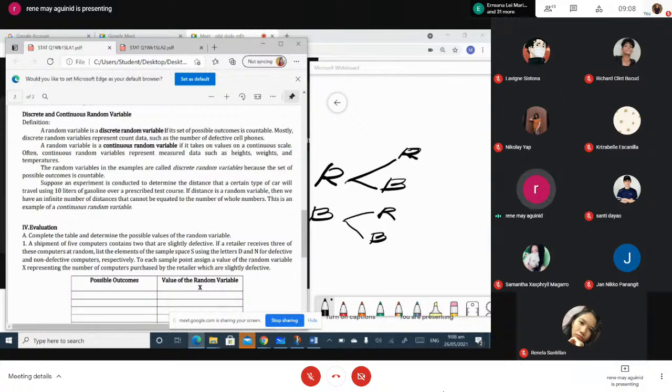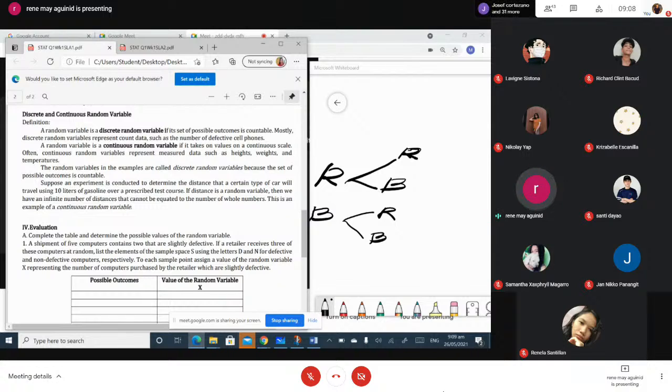For a continuous, pwede na siya mo-take og whole number, pwede siya mo-take og decimal, pwede siya mo-take og fraction. So again, ang discrete, dili gid siya pwede mag-decimal, dili mag-fraction. It's always a whole number. While ang continuous, pwede siya mo-take og decimal values or kanang fractional values.